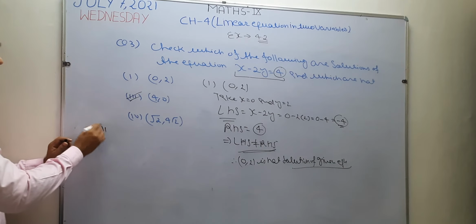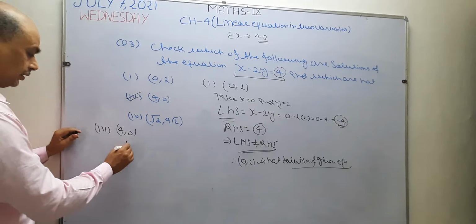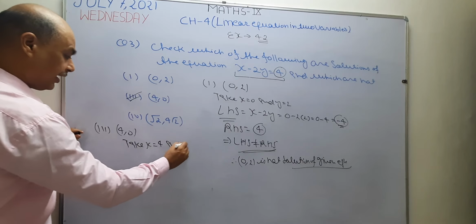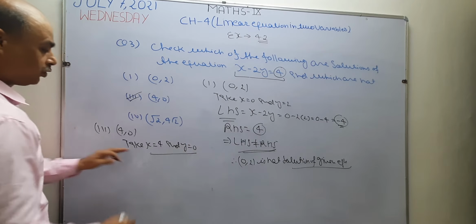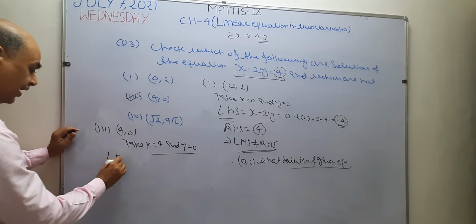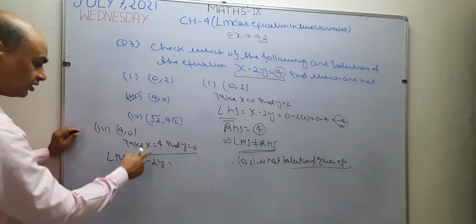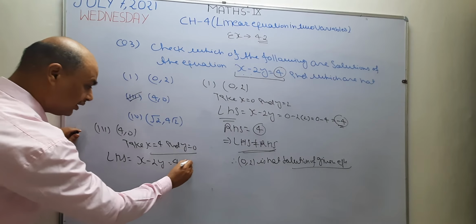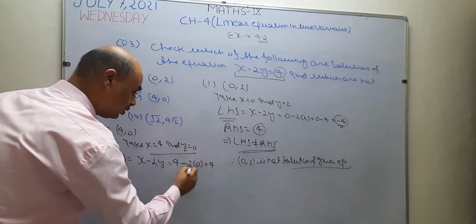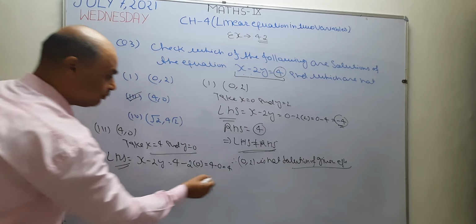In the third part, what is given? (4, 0). I want to take x equal to 4 and y equal to 0. I want to put these values in the left hand side of this equation. Left hand side is x minus 2y. Instead of x, I write 4, minus 2 times, instead of y, 0. So this becomes 4 minus 2 into 0, which is 4 minus 0, equal to 4. So the left hand side becomes 4.